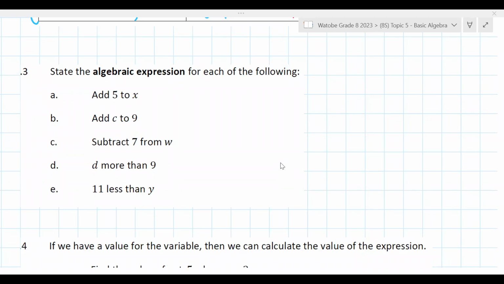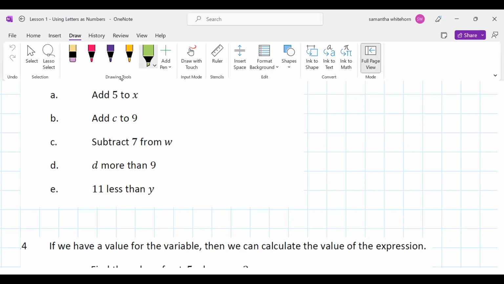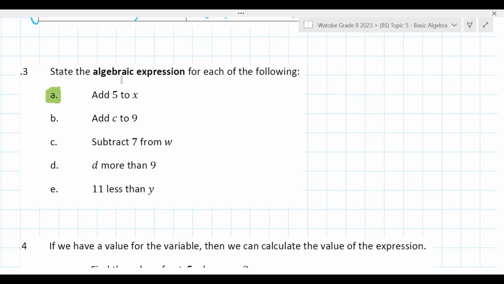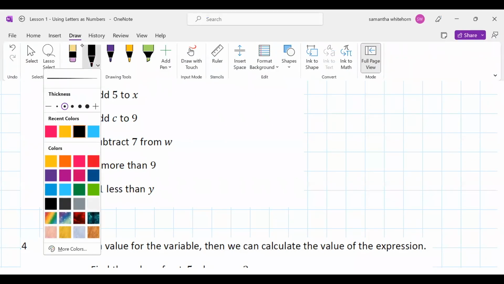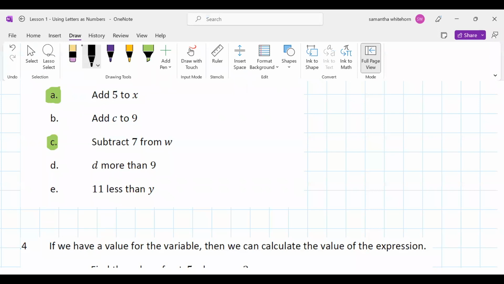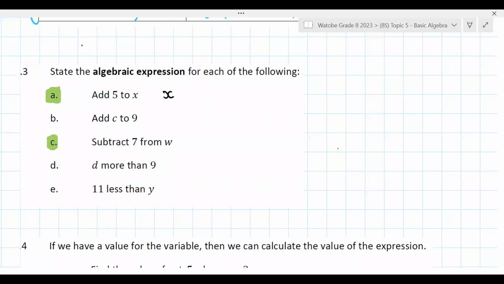Okay, so I'm not going to do all 5 of these. You're going to try some by yourselves. We are going to do A together, and we are going to do C together. Right, so if we have a look at question A, it says add 5 to X. So I'm currently sitting with X, and I want to add 5 to it. So I put a plus sign, and I add 5. So that is my algebraic expression. It said state the algebraic expression for each of the following. I have done that. I've got my X, and I've added 5 to it. That's all I need to do.